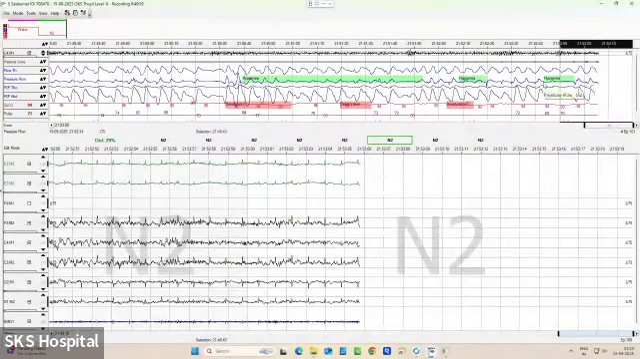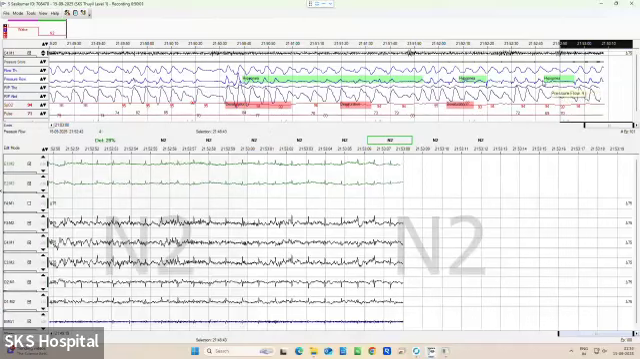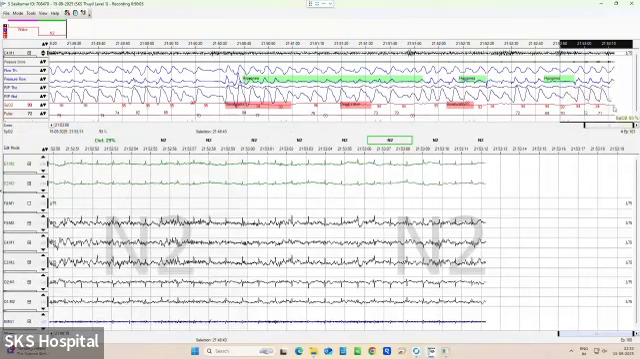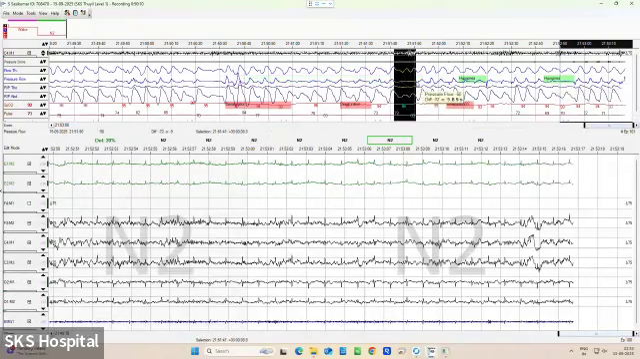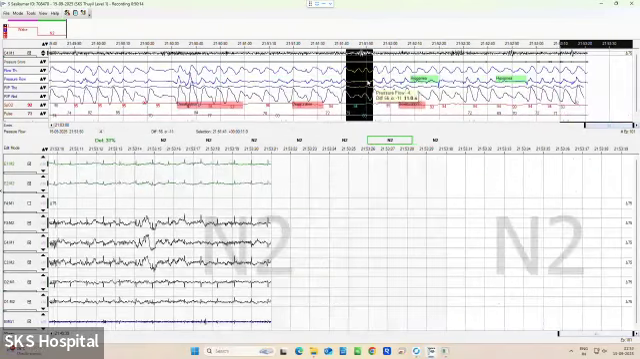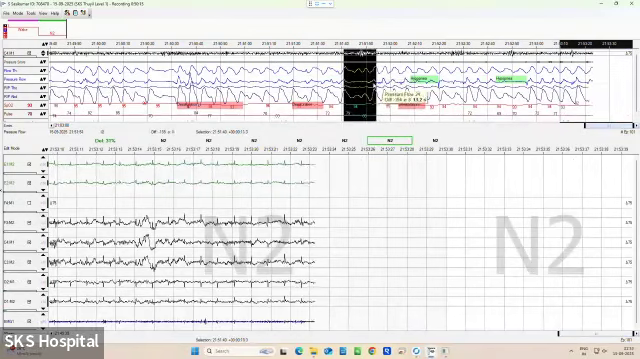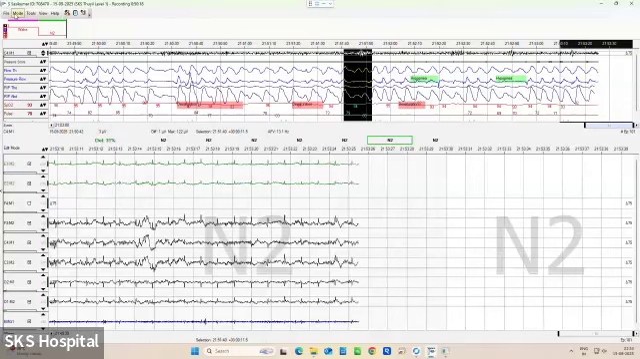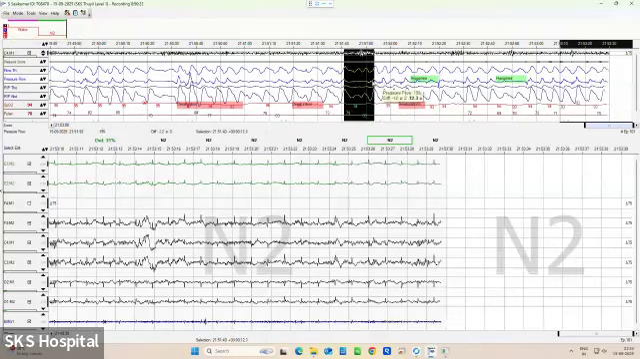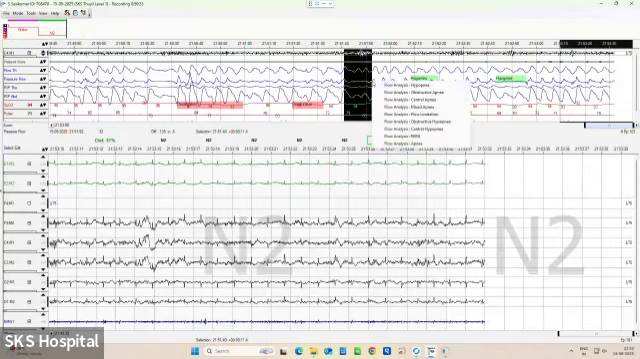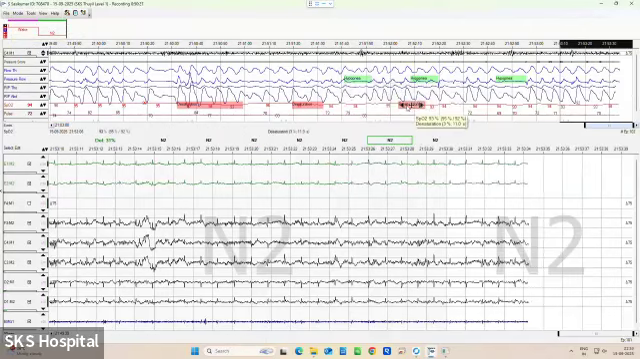And the events have already started appearing here. As you can see here, the flow is definitely reduced along with desaturation here. The same way here, you can see the patient's flow is reduced and the duration is at least 10 seconds. The duration is around 11 seconds. The desaturation here becomes a hypopnea.